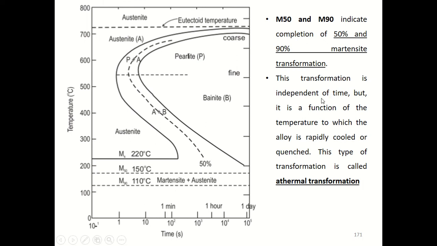This transformation is independent of time, but it's a function of the temperature to which the alloy is rapidly cooled or quenched. Is it rapidly cooled to 220? Is it rapidly cooled to 150? Is it rapidly cooled to 110? It's a function of the temperature to which the alloy is rapidly cooled or quenched. So this type of transformation is called an athermal transformation. With this I am stopping, and I can show you another video on the uses of the TTT diagram.